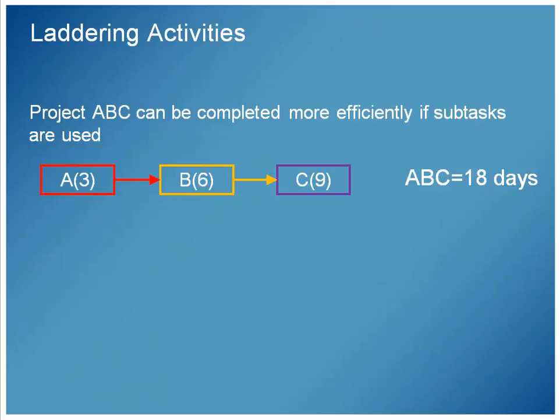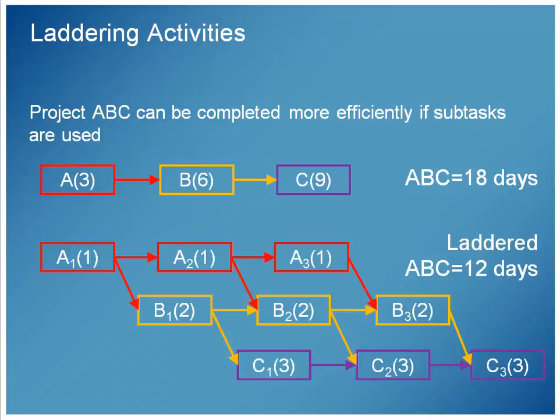And I understand that, but with some projects, even as you're finishing A, you'll notice in this laddered version, A still takes 3 days. But I can break it into substeps. So A1, A2, A3, each one takes 1 day, so that gives me a total of 3 days, just like we had before. But once A1 is done, as the second part of A is being worked on, I can also be doing B at that point.